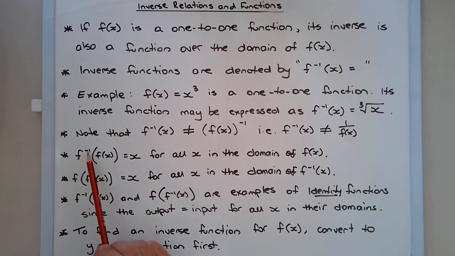Now f to the power of -1 of f of x is equal to x for all x in the domain of f of x, and f of f to the power of -1 of x is equal to x for all x in the domain of f to the power of -1 of x, or the inverse function of f of x. Now, f to the power of -1 of f of x and f of f to the power of -1 of x are examples of identity functions, since the output equals the input for all x in their domains. So that's what we mean by an identity. So what you end with is the same as what you started off with.